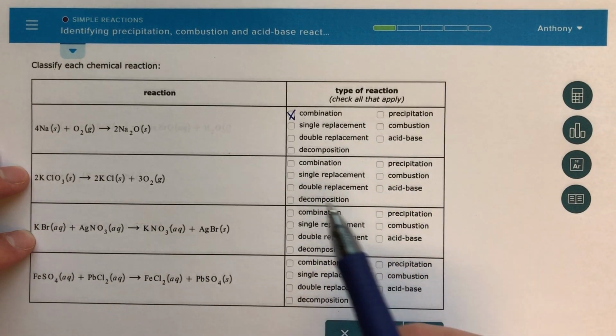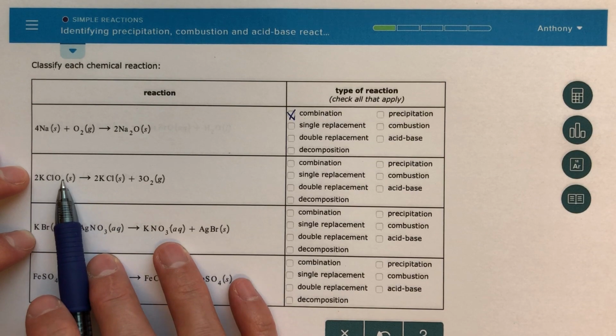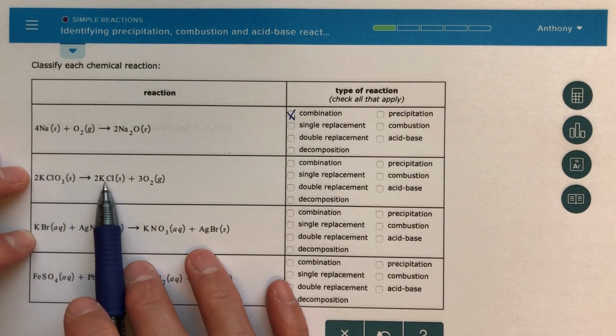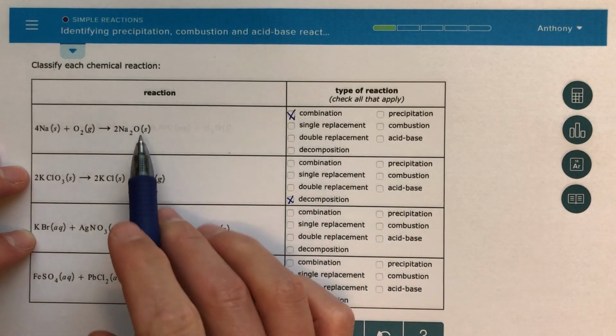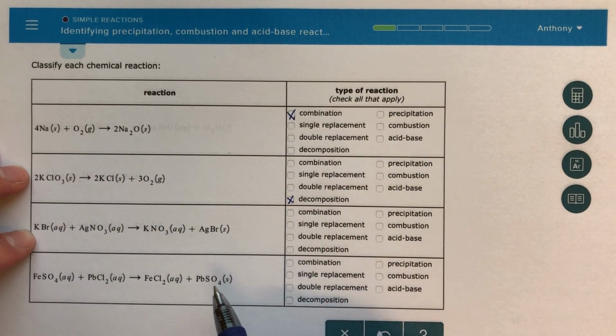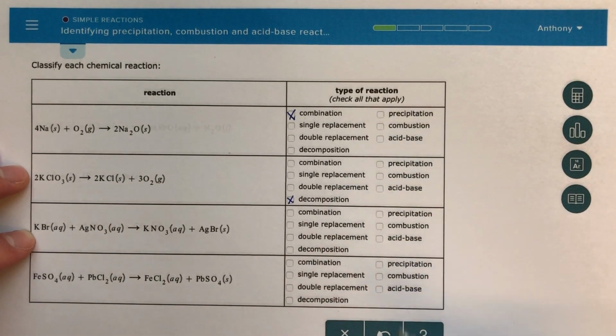So that's pretty straightforward. For the next one, I've got KClO3 solid decomposing. It's breaking into two different pieces. So this is what we call a decomposition. So combination, sort of the opposite, is decomposition. And again, none of the other things really apply. We'll get to some other situations when they do, but for now, that's all it's going to be.